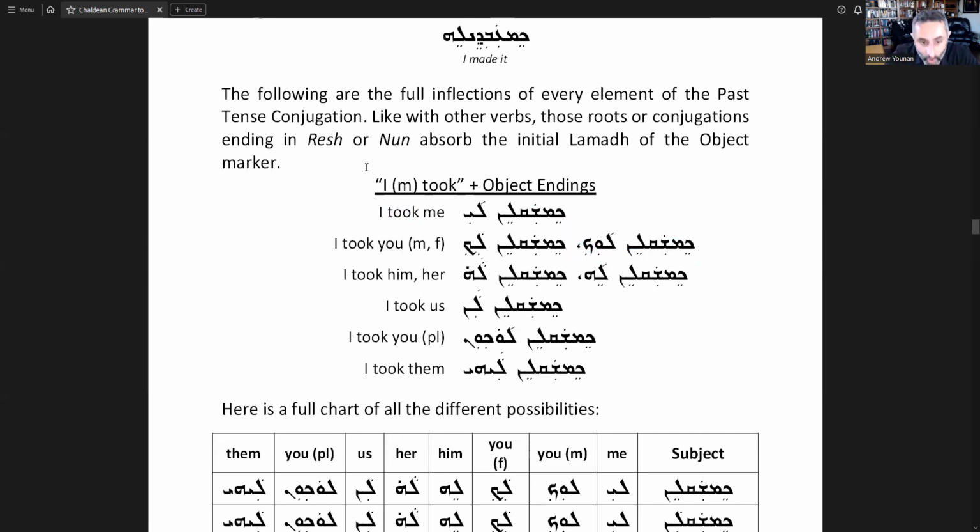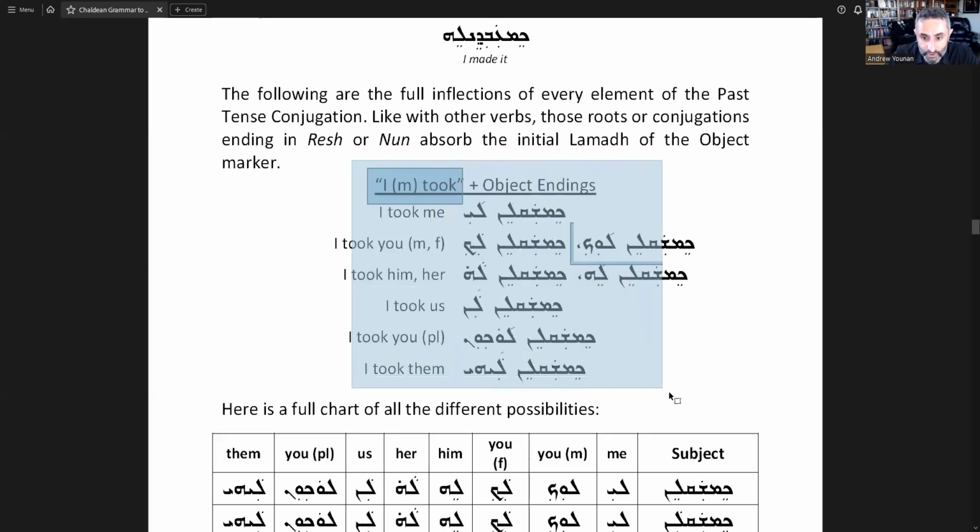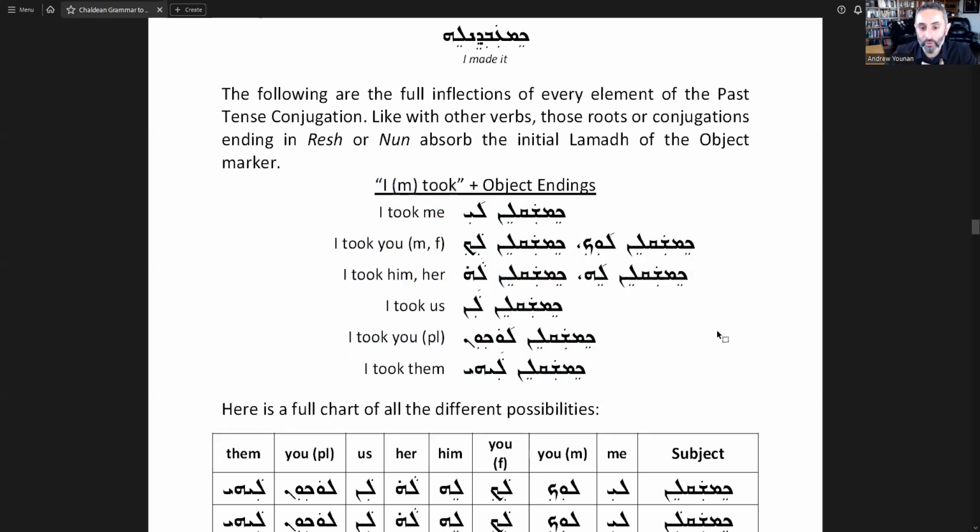So again, this is all still I am doing it. Kim shaklinni, I took for me. Kim shaklinnuch, I took you. Kim shaklinnach, I took you. Kim shaklinne, I took him. Kim shaklinna, I took her. Kim shaklinnan, I took us. Kim shaklinnochun, I took you. Kim shaklinne, I took them. All this is just for first person when I'm the one doing it.